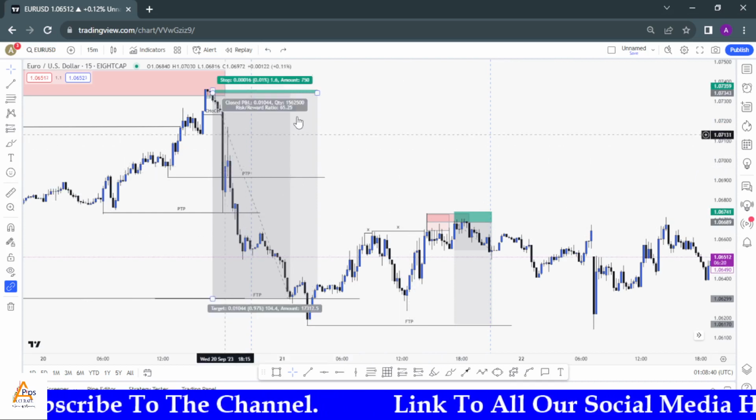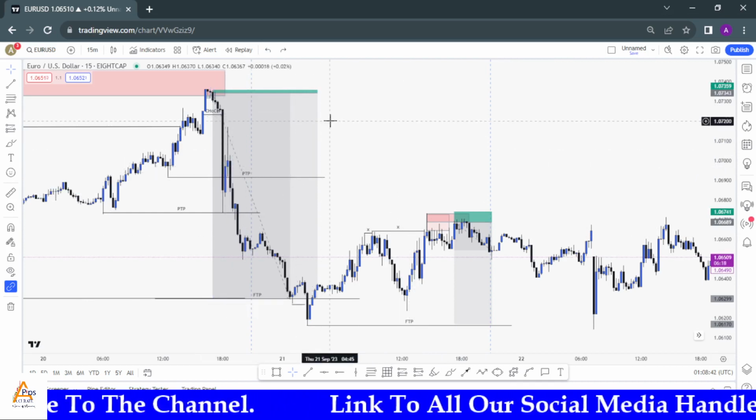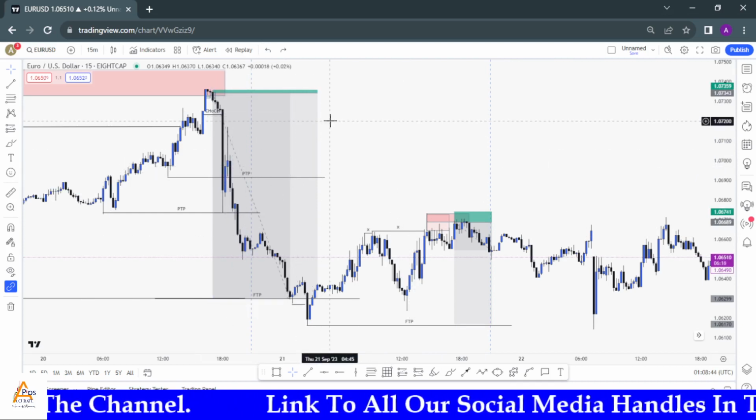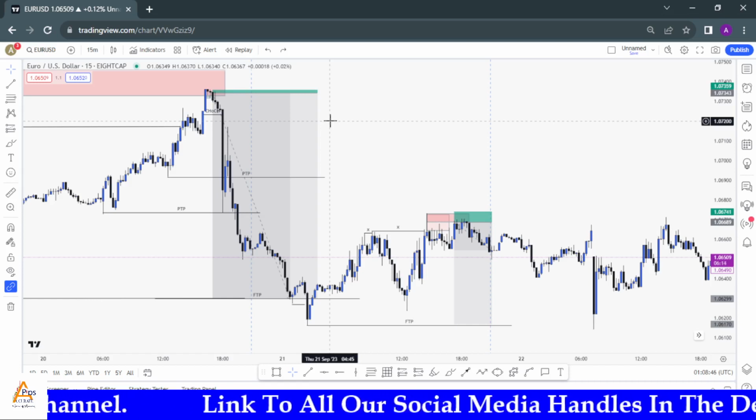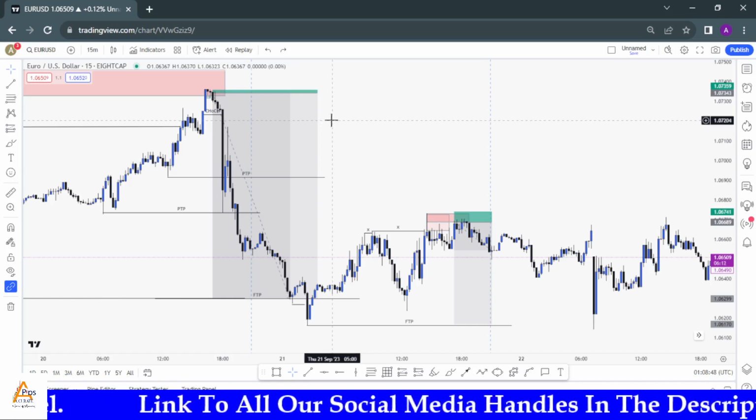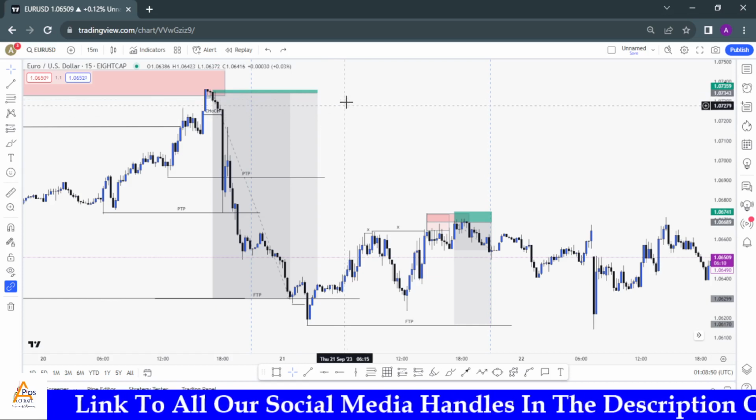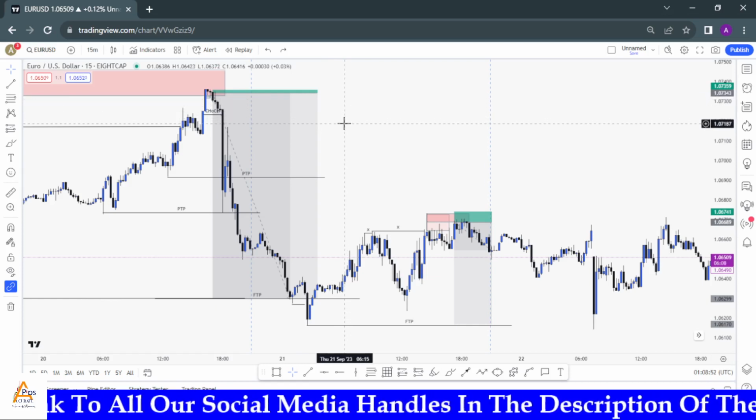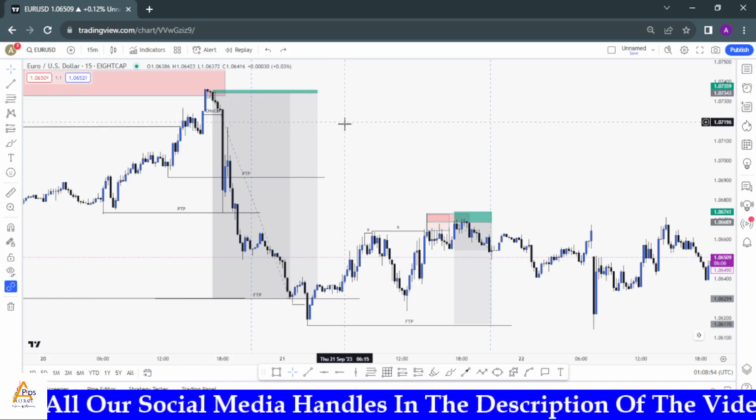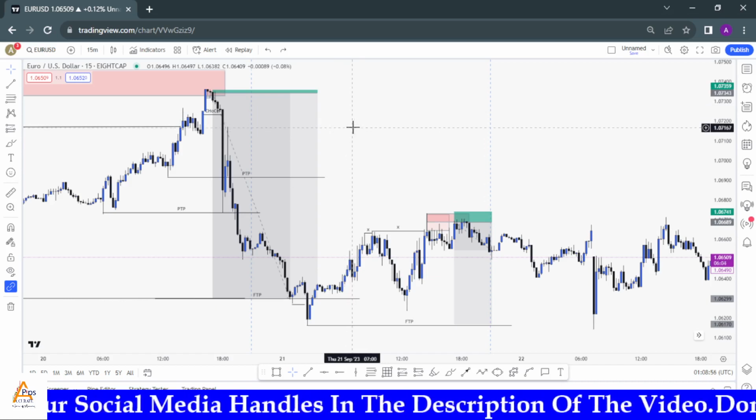Now why is it important? I always love to be making 3 times what I'm risking. With that, even if I lose, let's say 2 trades and I win 1 trade, that 1 trade can cater for the losses from the 2 trades that I made previously.